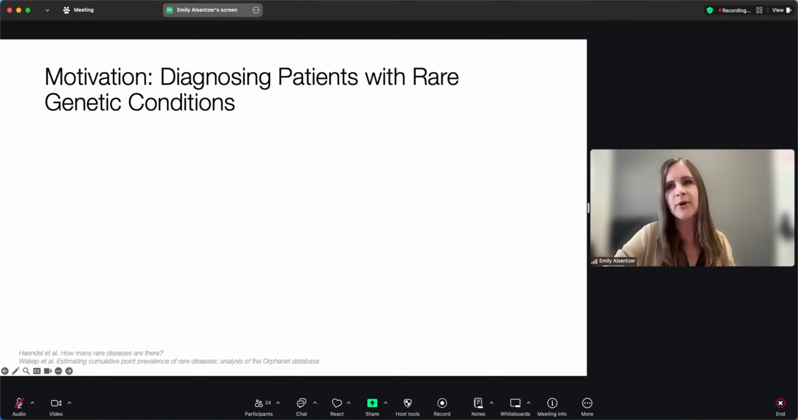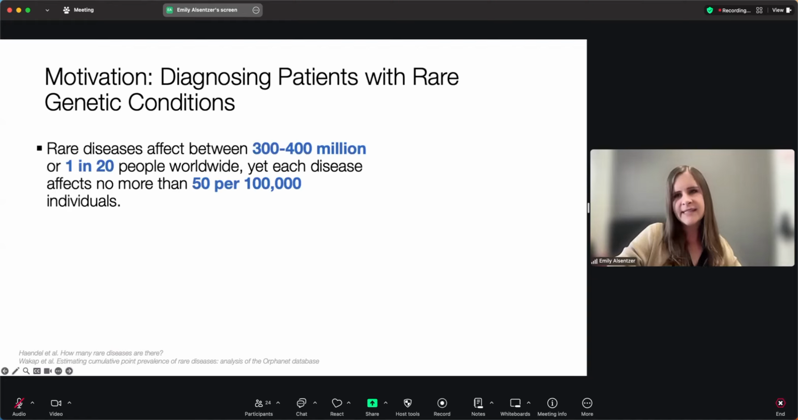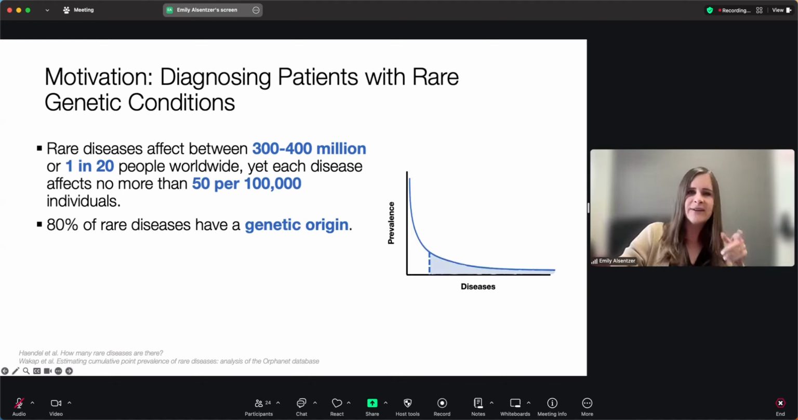And this work was actually motivated by this clinical challenge of diagnosing patients with rare genetic diseases. Rare diseases affect 1 in 20 people worldwide, yet each disease affects no more than 50 per 100,000 individuals. Some ultra rare diseases only will affect a single individual. So this is very much a few-shot learning challenge. 80% of rare diseases have a genetic origin, and genome sequencing tools have been developed to try to pinpoint the genetic mutation that explains the patient's particular condition.